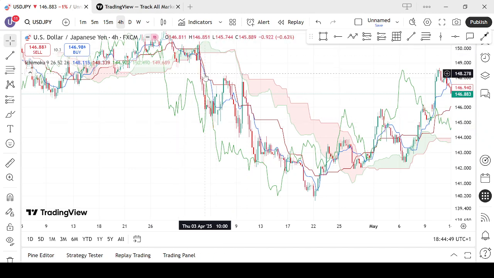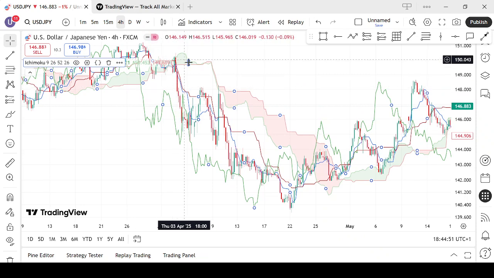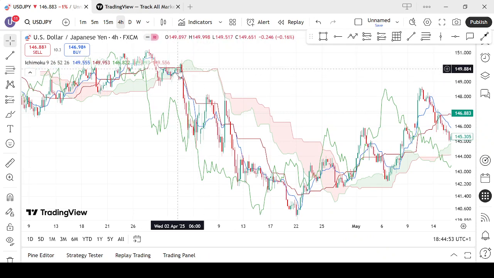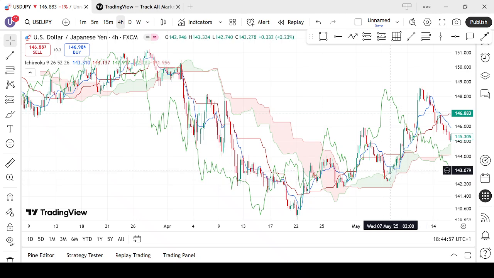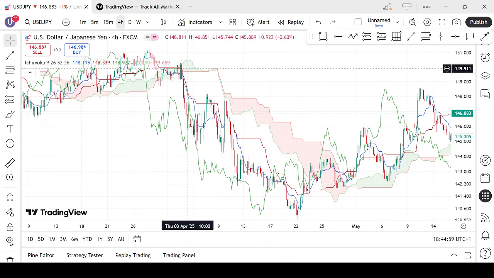You can use the clouds as potential support levels, in this case support levels at this area and resistance levels at this area. By identifying these areas where the cloud narrows or changes direction, traders can prepare for possible price reversal or breakout.